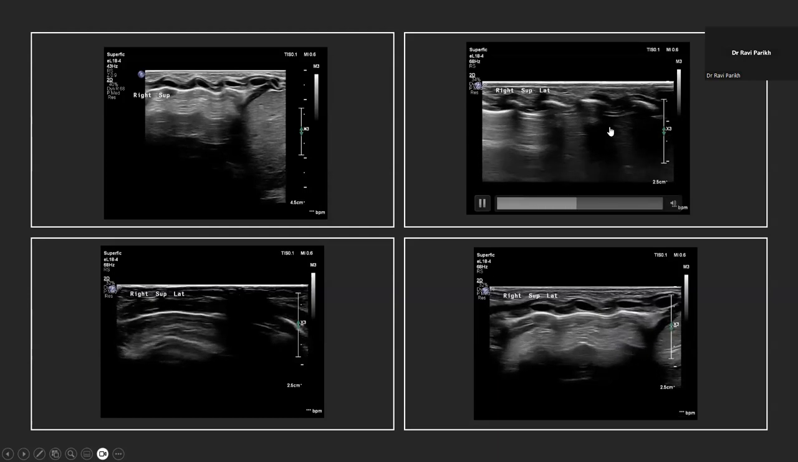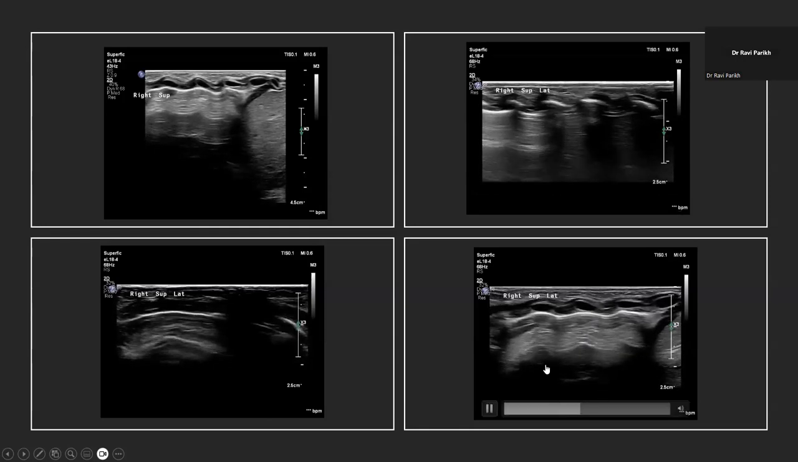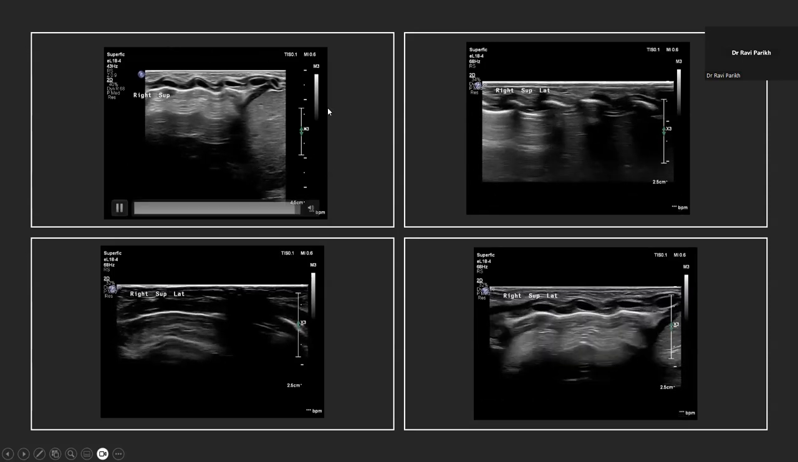This is really lower down towards the back, the posterior axillary line, and this is the lateral region, mid axillary line. And there's sliding in both of them. But there's no sliding in the right superior upper region, which is R1 basically. So there is basically a pneumothorax.